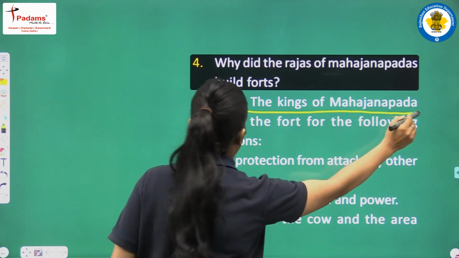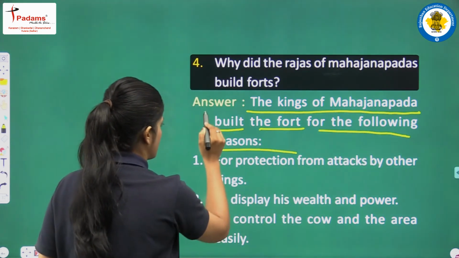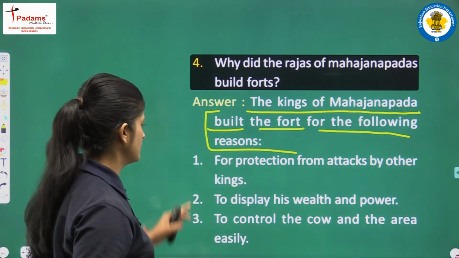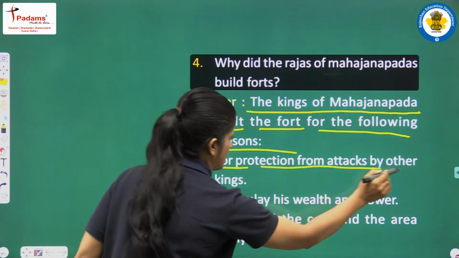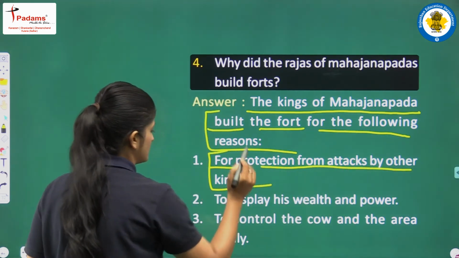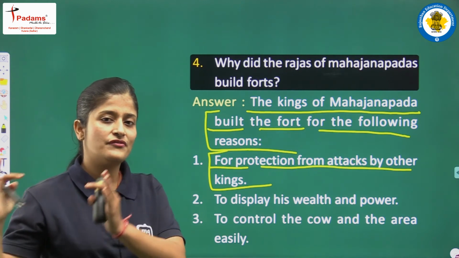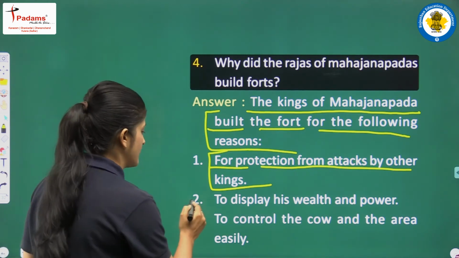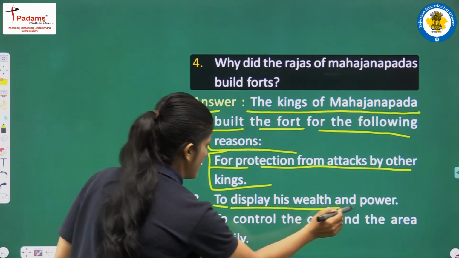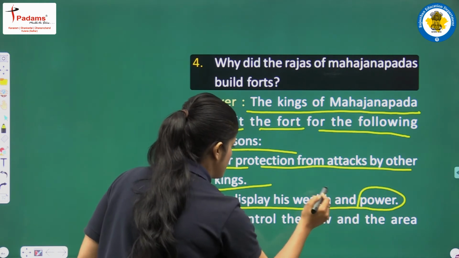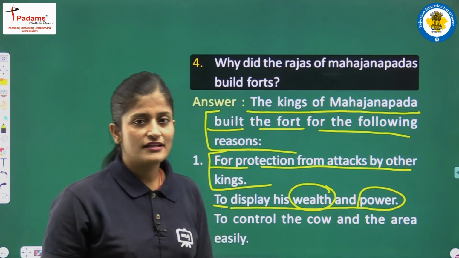The kings of Janpadas built forts for the following reasons. There are many reasons, and we will discuss three here. First, for protection from attacks by other kings. They wanted to protect the people and the land from the attacks of other kings. And the second reason is that kings wanted to display their wealth and power. To show their richness and prove their power, what did they do?